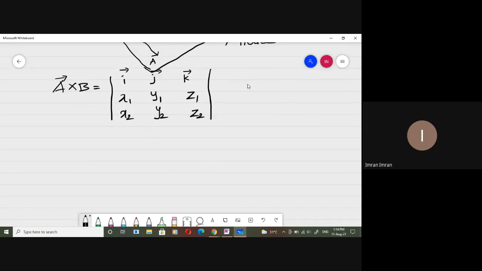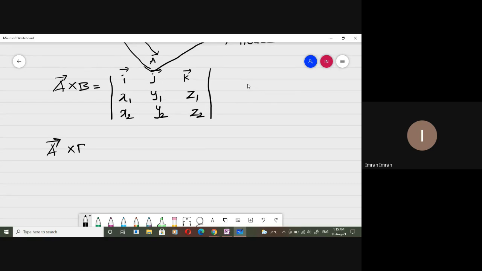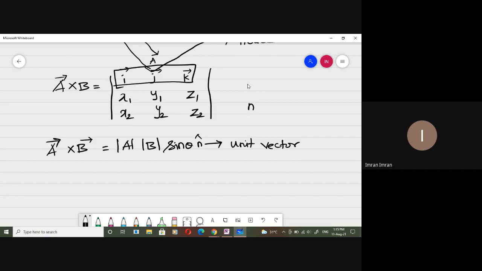This determinant is the cross product of the vectors. The other method is A vector cross B vector, which is equal to modulus of A times modulus of B times sine theta times n cap. This n cap is the unit vector, which is i vector plus j vector plus k vector. All the coefficients are 1. That's why it is called a unit vector.